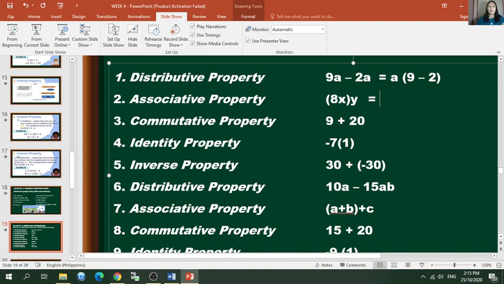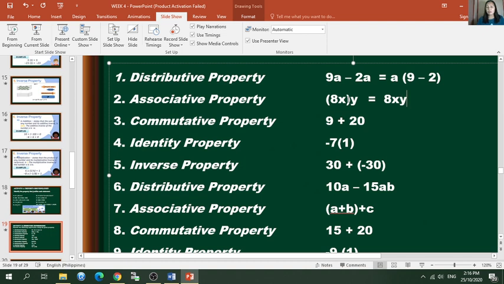Okay, next, how about in item number 2, how are we going to make this an associative property? What do you mean by associative property? You are going to interchange the groupings of the given quantities, and the order will not change. So that is 8 times x times y.